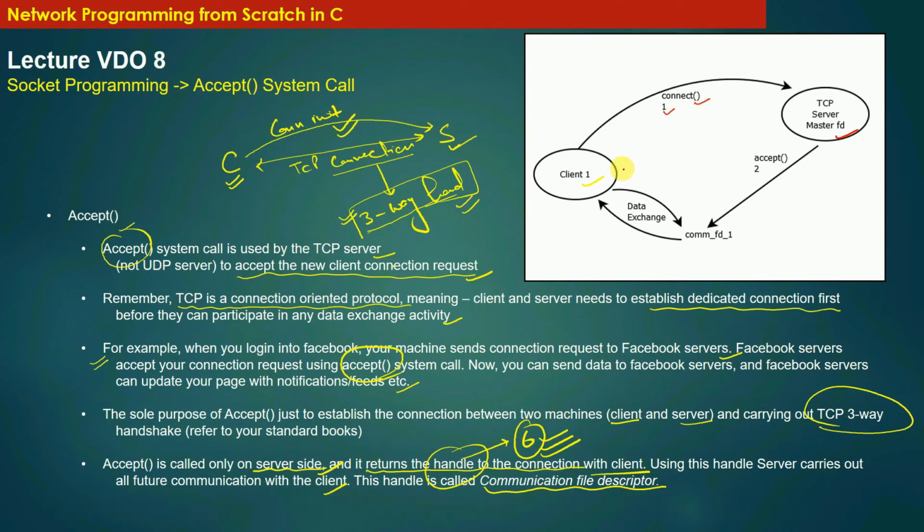When the server receives the connection initiation request from the client, the first thing that the server does is to accept the client connection request using accept system call. As soon as the accept system call is invoked, the accept system call returns communication file descriptor, which is nothing but an integer value. Using this communication file descriptor, the server carries out the data exchange with the client.